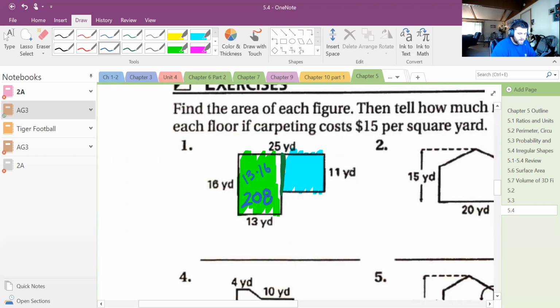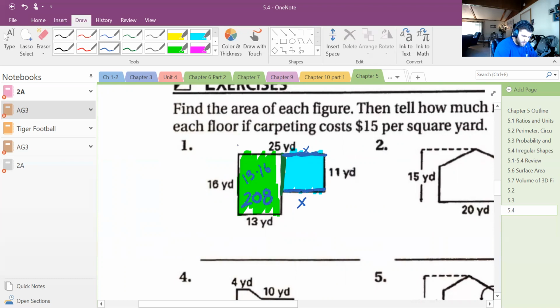Okay, but now we have to figure out the blue. Okay, the blue square rectangle. It's actually a rectangle. You'll see why. Okay, so we have an 11 yards dimension on the side of this rectangle. Okay, but I need to figure out either this from here to here, and call that X, or this from here to here, and also call that X. Okay, so let's figure it out.